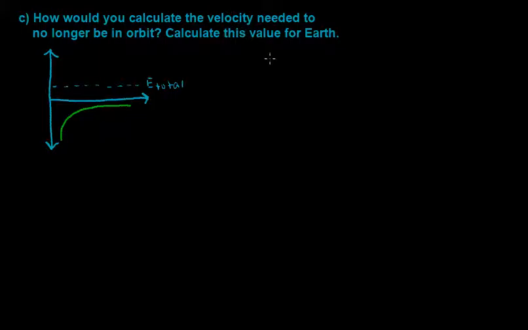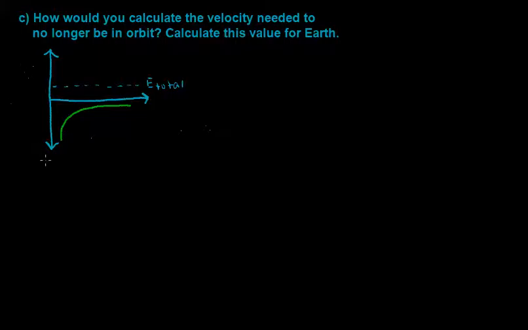So we moved on to part C of our potential energy graph question. And part C asks, how would you calculate the velocity needed to no longer be in orbit? And it says, calculate this value for Earth. So now in this part, we are just given this last graph, the graph where our total energy was positive.